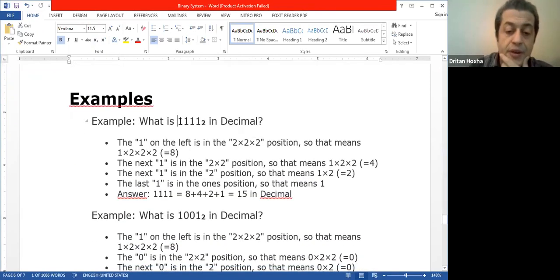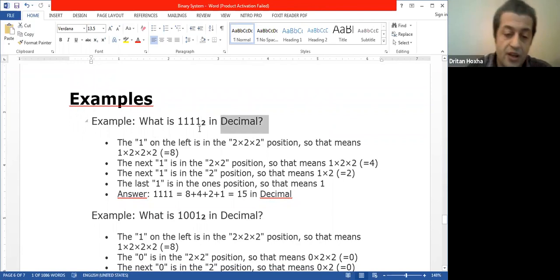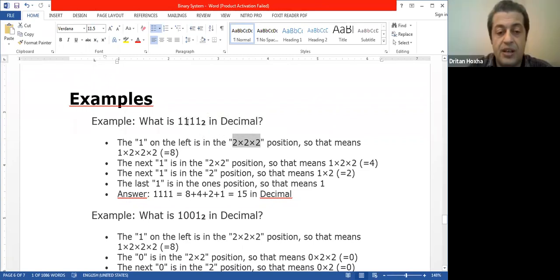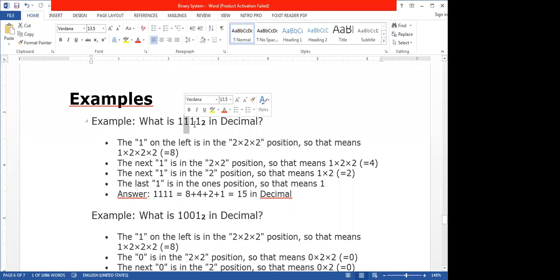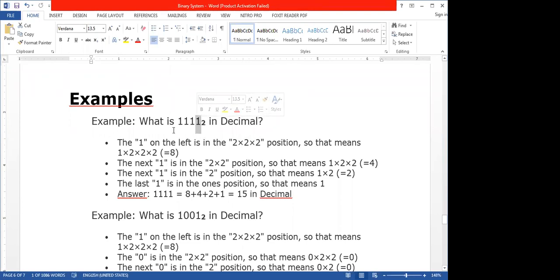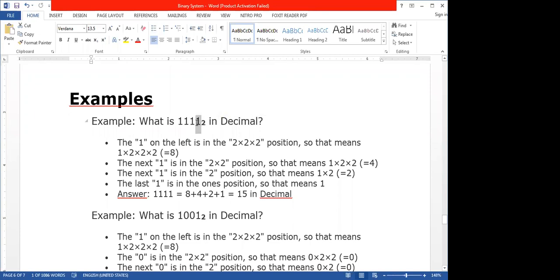What is the number 1111 with base 2 in decimals? What should we do now? The first one on the left shows the 8s, 2 times 2 times 2. The second one shows the 4s. Look, this one shows the 2s, and this one shows the 1s. So we have 1 times 8 plus 1 times 4 plus 1 times 2 plus 1 times 1.